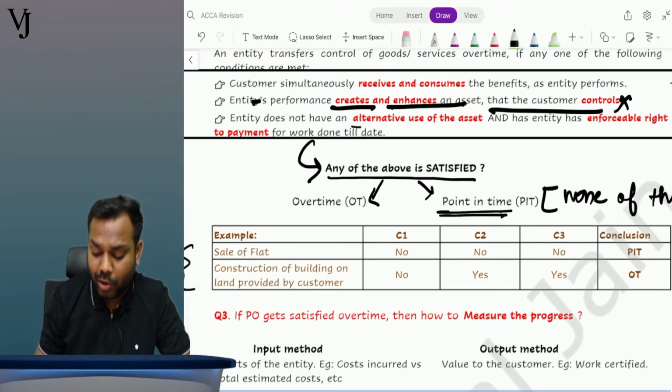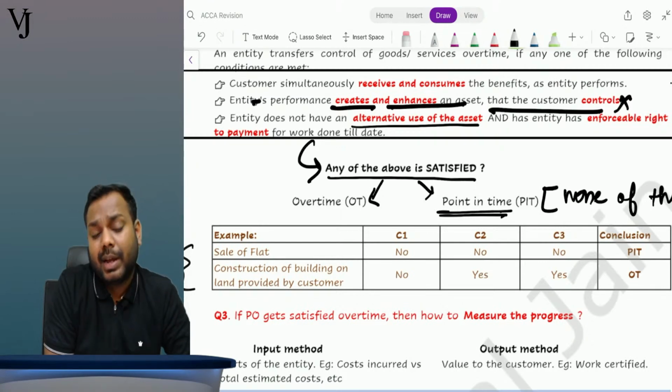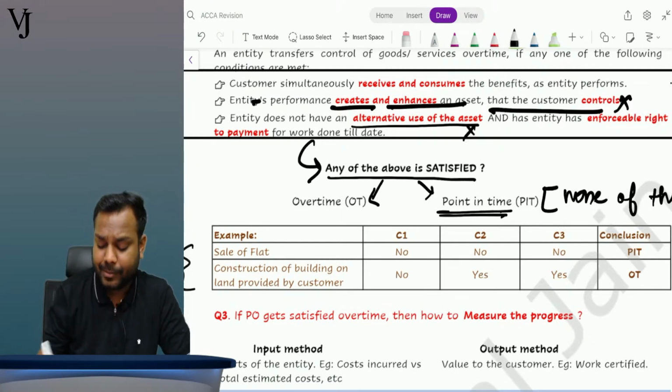Entity does not have any alternative use of the asset. Now tell me, when the flats are getting constructed, don't you think the DLF can use it for any purpose, like for example a warehouse, right? They can use it. So this condition also fails, right?